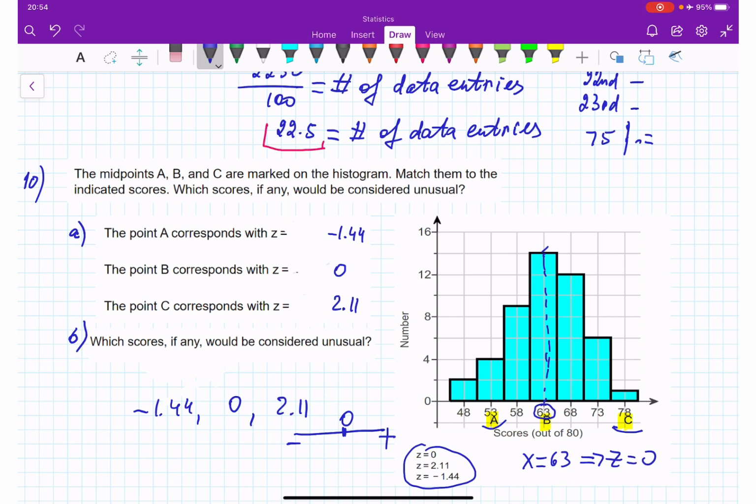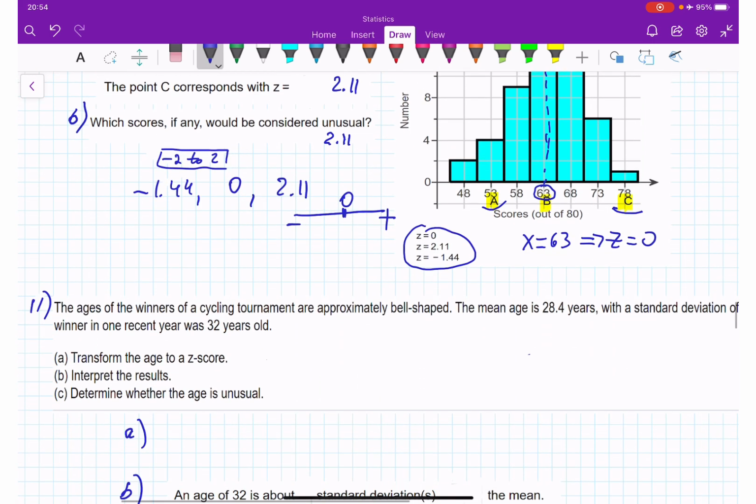2.11. The score 2.11 is considered unusual because the score between -2 up to +2 is considered usual. And again, you will see this information in your video lecture. Okay, moving to question number 11.